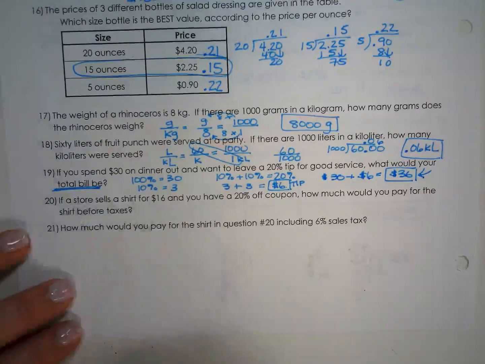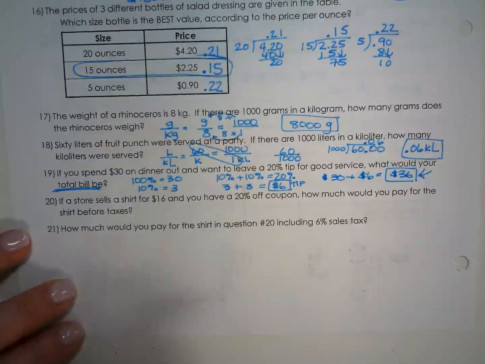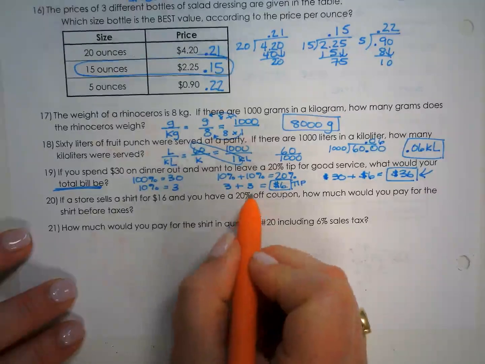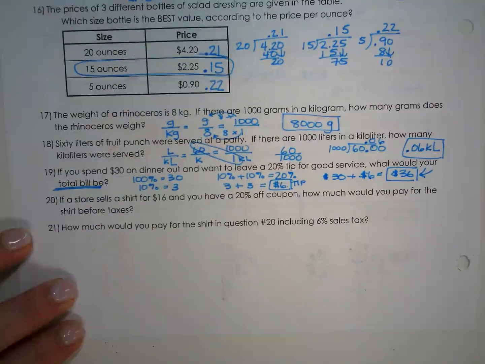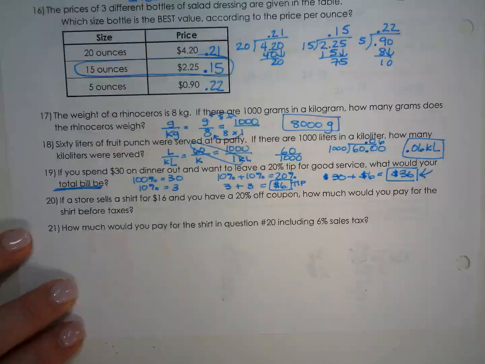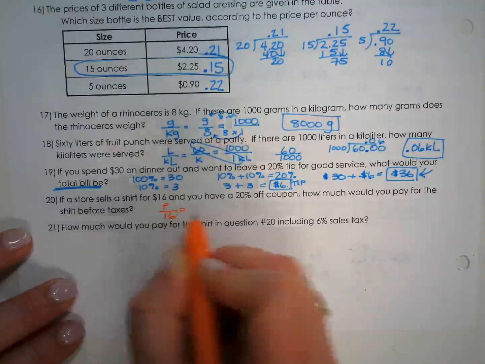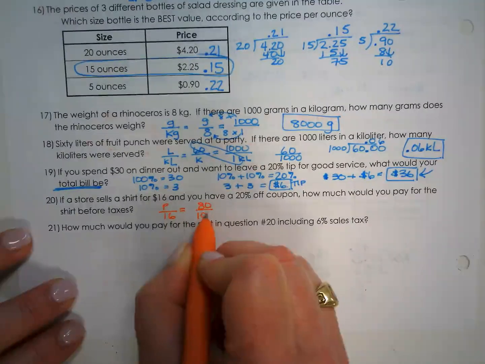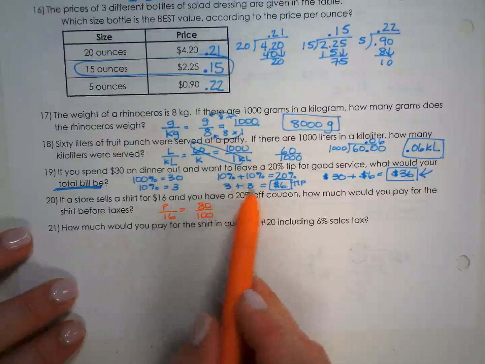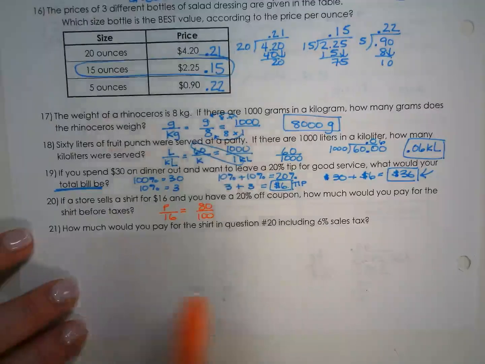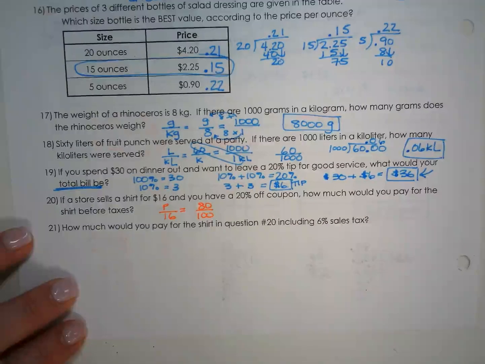If a store sells a shirt for $16 and you have a 20% off coupon, how much would you pay for the shirt before you have to pay any tax? All right, well, let me ask you this. If we take 20% off, what percentage are we left paying for? We're going to pay for 80% of it. So if 16 is the total, we need the part, and we want to know what 80% out of 100 is. Let me say that again. If I'm taking 20% off of the 100% that I started with, that will leave me with 80% of it that I'm actually paying for.